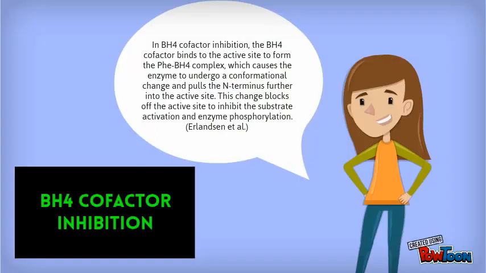In BH4 cofactor inhibition, the BH4 cofactor binds to the active site to form the phenylalanine BH4 complex, which causes the enzyme to undergo a conformational change and pulls the N-terminus further into the active site. This change blocks off the active site to inhibit the substrate activation and enzyme phosphorylation.